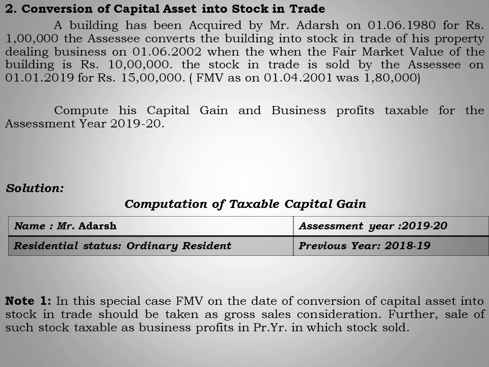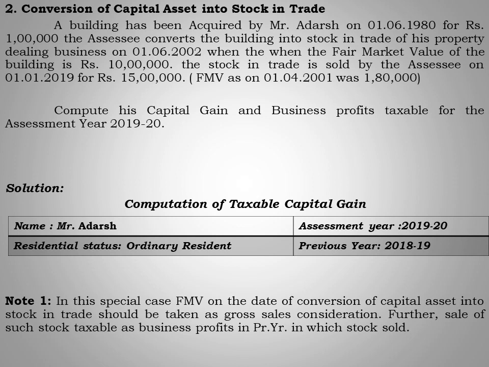In this special case, like the conversion of capital asset into stock in trade, the fair market value on the date of the conversion of capital asset, when the capital asset is converted into stock in trade, on that date whatever the fair market value has been provided should be taken as the gross sales consideration. Remember this point. This will be helpful in case of the computation of the business profit. Why? Because they have asked to find out the capital gain and the business profits which is taxable. Okay, so remember this point.